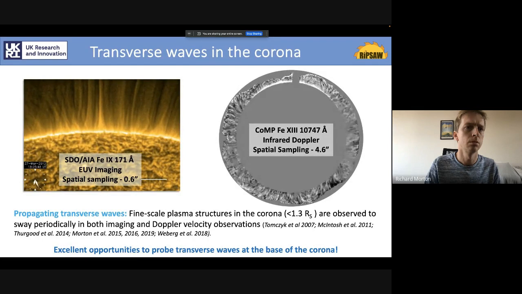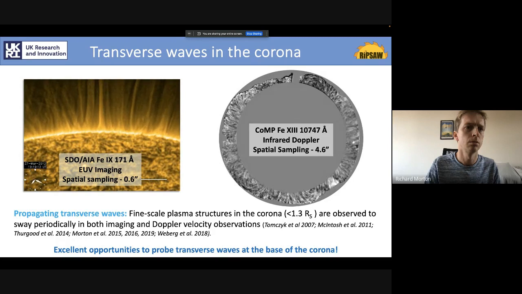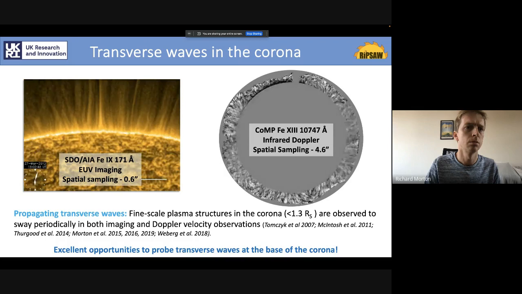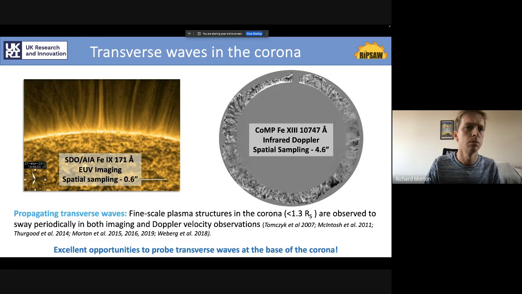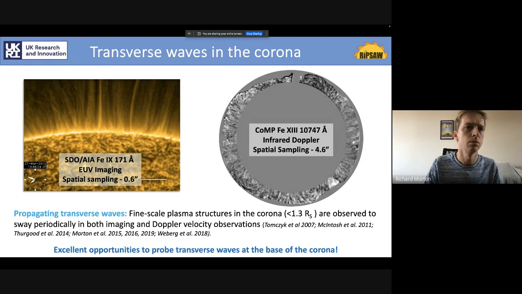So transverse waves have been seen everywhere in the corona, and that was firstly through CoMP. So Steve's paper back in 2007 showed that these waves were ubiquitous, and then they've since been seen in SDO. So here we have two views of those waves.